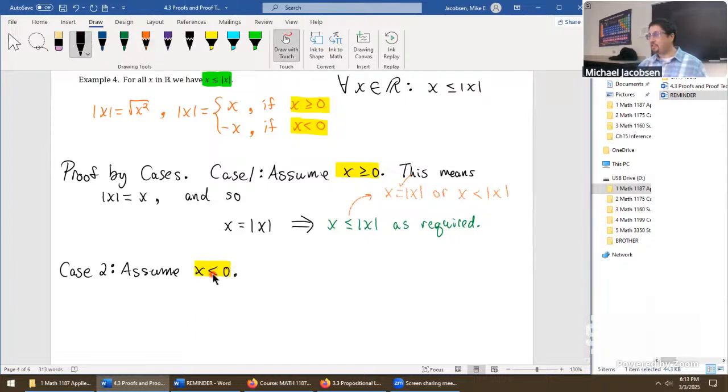Assume x is now negative. This means, go back to what we're trying to show, x is still less than or equal to absolute value of x, so we calculate it. This means the absolute value of x is now negative x. We're down here on case 2 of the piecewise function. Now we can say, and so, let's think about this. We want to show x less than or equal to absolute value of x. So we really ought to start with x. So here it is. Now, what can we say about x?